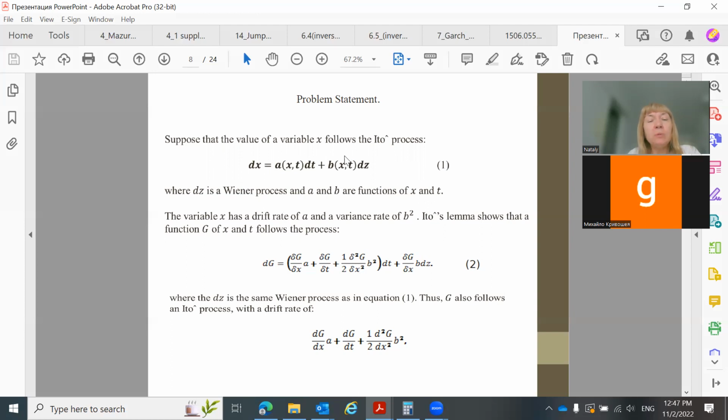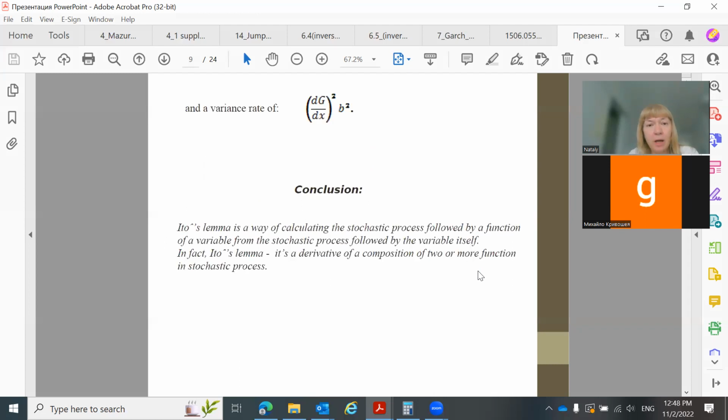So again, if we have a stochastic process in the form 1, and we have a function g of this process X and of time t, then the derivative dg is an Ito process 2, and we can find this derivative according to formula 2.